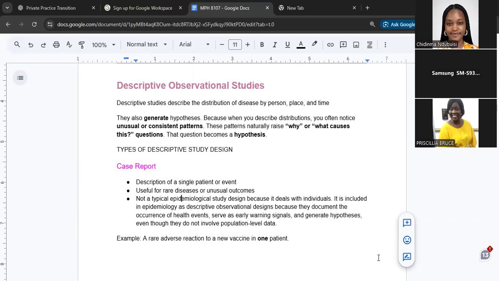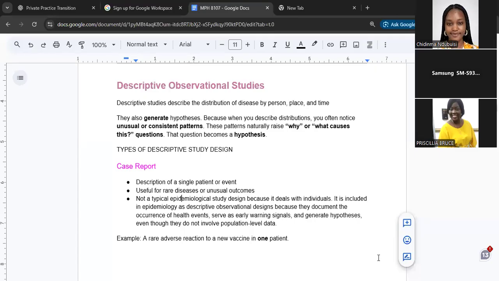So the example that we have here says a rare adverse reaction to a new vaccine in one patient. There's an immunization program that goes on. Children receive vaccines, and then a child, after receiving the vaccine, for instance, we notice that the head of this child just starts swelling out of proportion. It starts swelling. And prior to that time, the child was okay. And there was nothing else that had happened apart from the child receiving that vaccination.